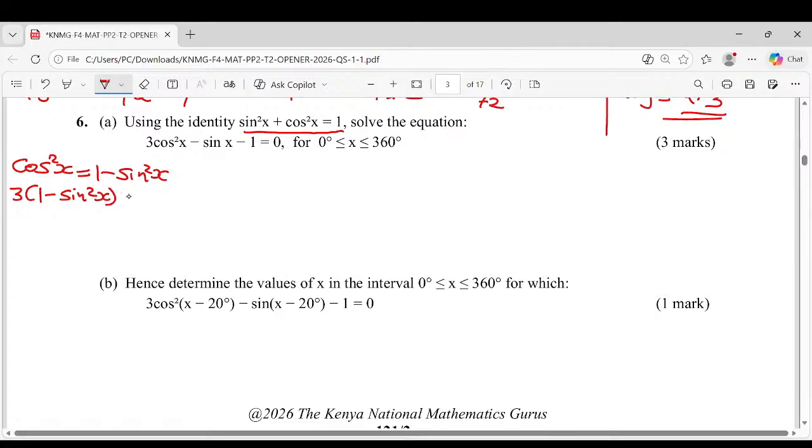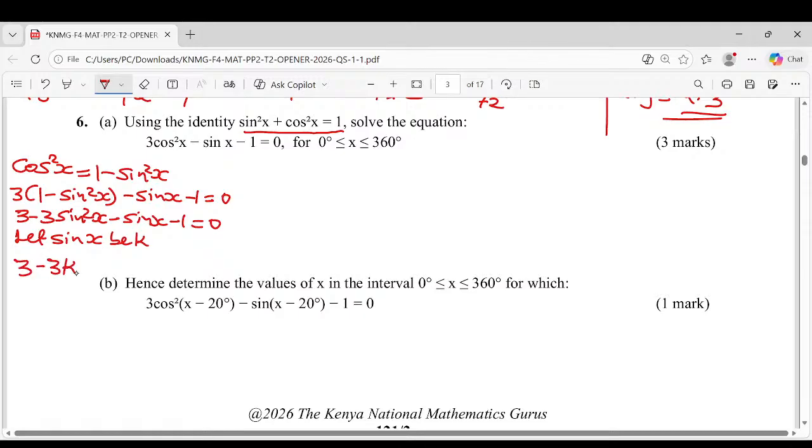Then minus sin x minus 1 is equal to 0. Let us open the brackets. This will be now 3 minus 3 sin squared x minus sin x minus 1 is equal to 0. I can now say let sin x be k. If that is the case, this will be now 3 minus 3k squared minus k minus 1 is equal to 0.